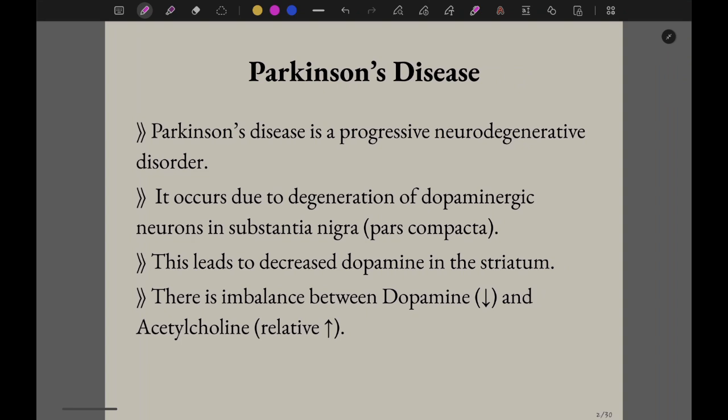So, what is Parkinson's disease? It is a progressive neurodegenerative disorder, first described by Sir James Parkinson. That's why the name Parkinson. The clinical manifestations are TRAP, that is tremor, rigidity, and akinesia, which means reduced or absence of movements, and then postural instability.